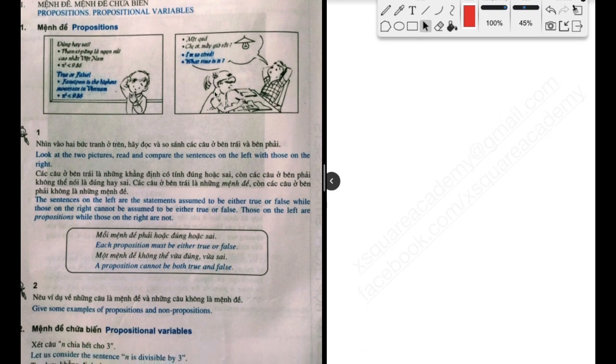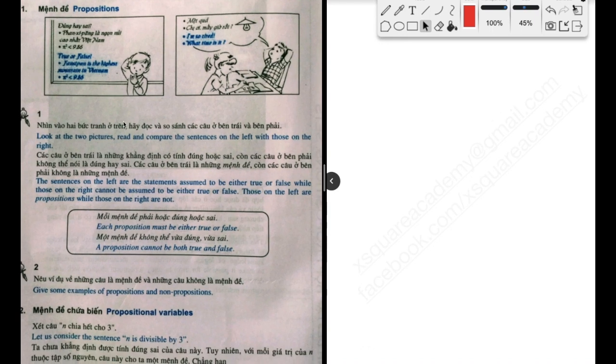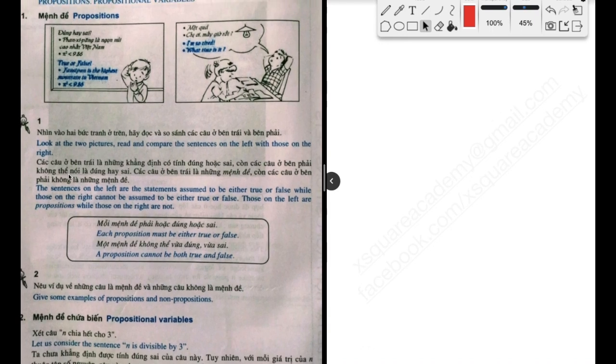Can you realize what is different between the two kinds of statements? Compare the statements on the right and on the left, and you can read the conclusion. The sentences on the left are statements assumed to be either true or false. That means when you read the statement, you can know it's right or it's wrong, right?